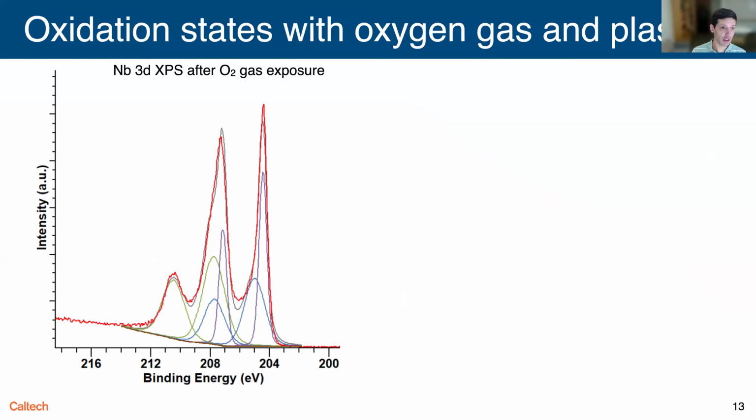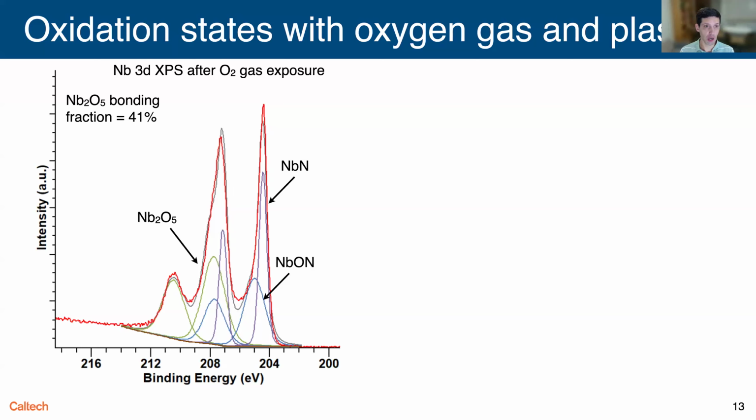So this is an XPS plot where it's intensity on the y-axis versus the binding energy on the x-axis. And this is niobium 3D peak after exposing it to oxygen gas. And you can take the experimentally measured peak and decompose it into the subpeaks, which are attributed to particular types of bonding with niobium. And from that, you can compute the fraction of these bonds that are associated with Nb2O5. And that turns out to be 41% in this case.